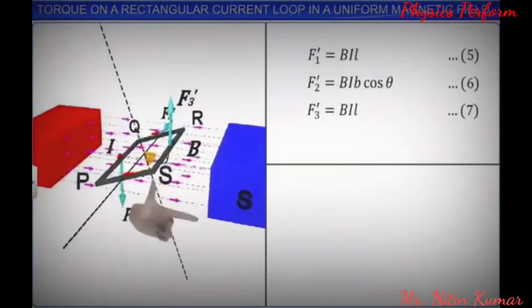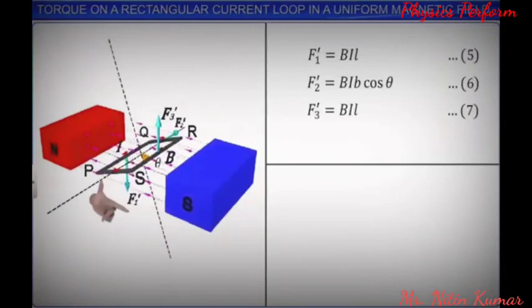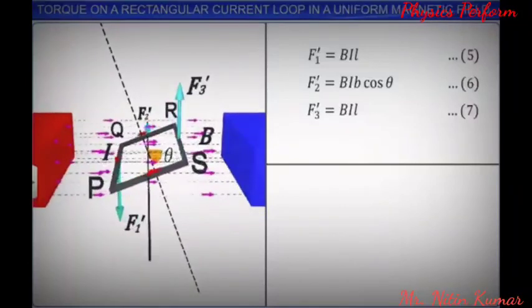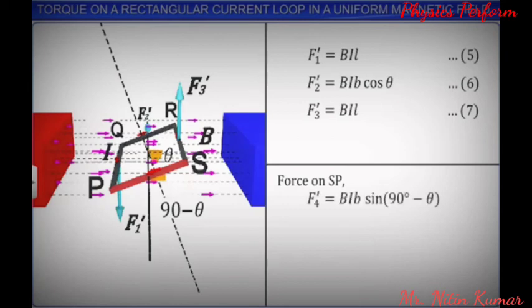Using Fleming's left-hand rule, we find that the force acts upward in a direction perpendicular to the plane containing current and magnetic field. The direction of current through the arm SP of the loop makes an angle 90 minus theta with the direction of the magnetic field. Then, the force acting on SP due to the magnetic field B is F4 dash equal to BIb sine 90 minus theta, which is equal to BIb cos theta. Let this be equation 8.